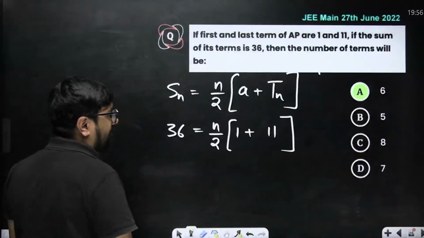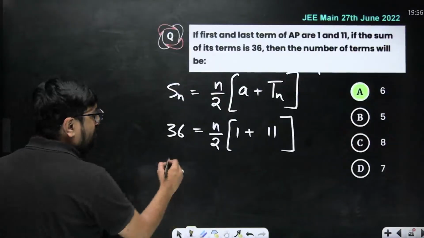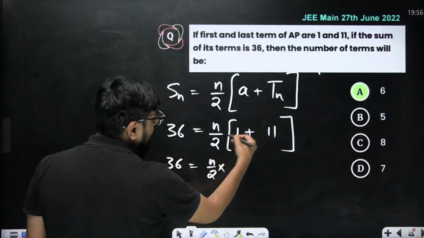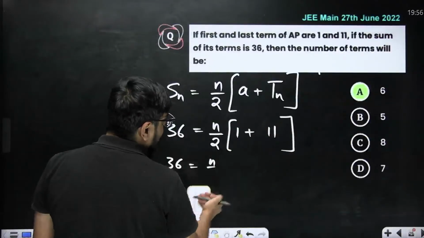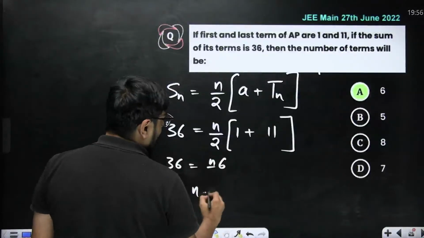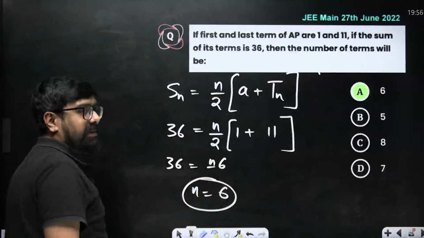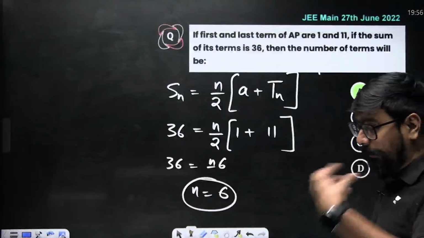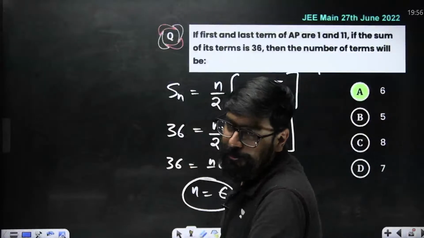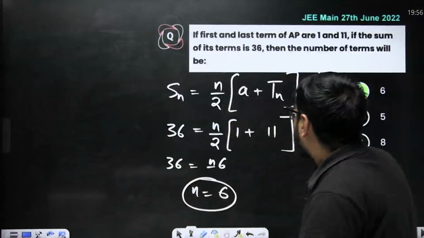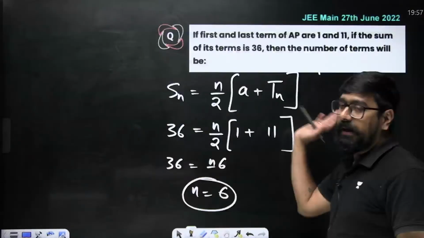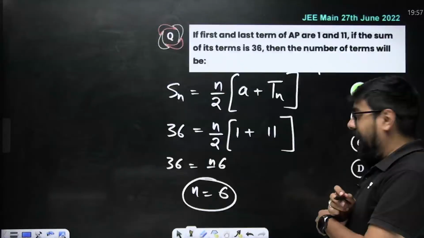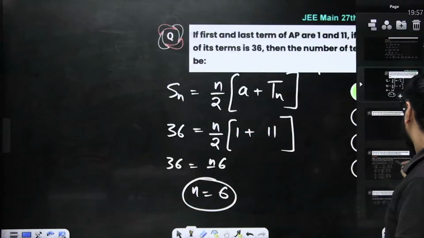Now, have I written it correctly? 36 is equal to n by 2 multiplied with 6n. So n is equal to 6. 36 by 6, that is 6. So it's just that you have to interpret your question correctly. It's very important. Last term means nth term. How many terms? I don't know. Last term given to me is 11. Let's go ahead.